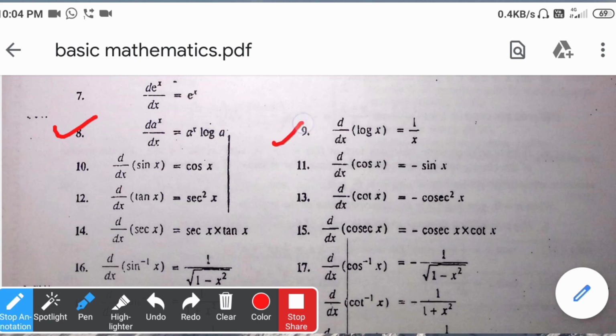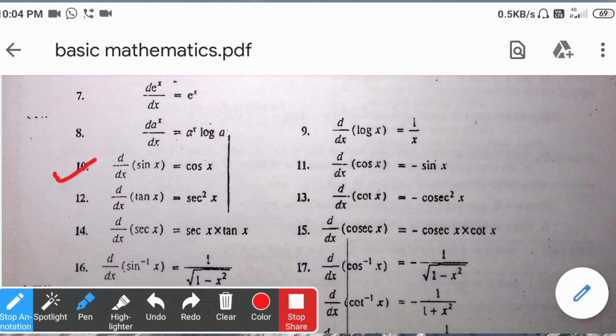Then next, the differentiation of log x is 1 upon x. So the differentiation of log x is 1 upon x. We will use this formula quite often, so try to remember these formulas for derivative and integration. Okay, so the derivative of log x will be 1 upon x.